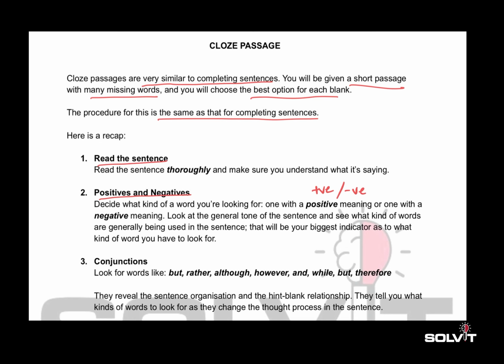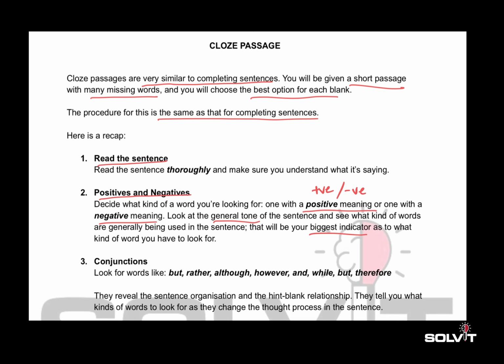So, decide what kind of a word you're looking for, one with a positive meaning or one with a negative meaning. Look at the general tone of the sentence and see what kind of words are generally being used in the sentence. That will be your biggest indicator as to what kind of word you have to look for.